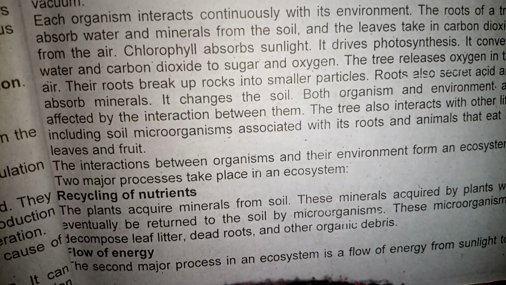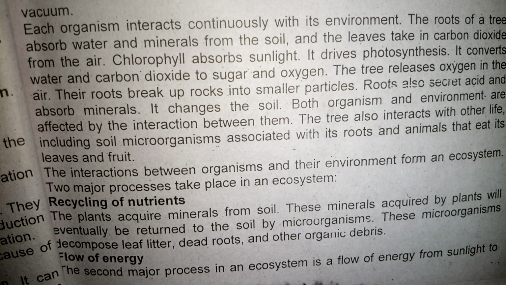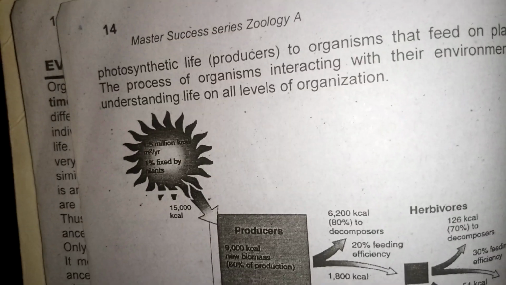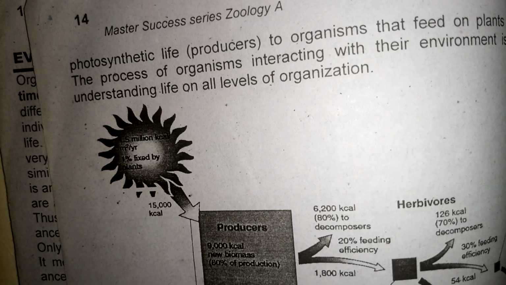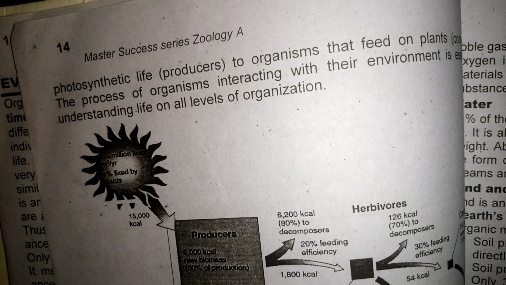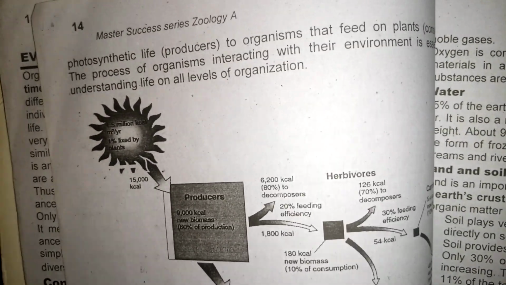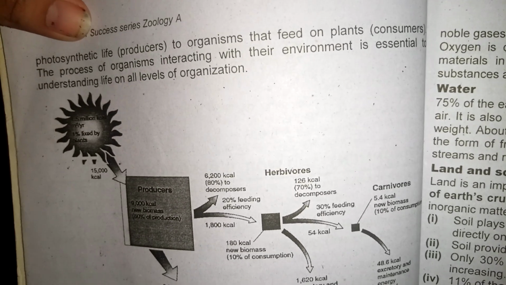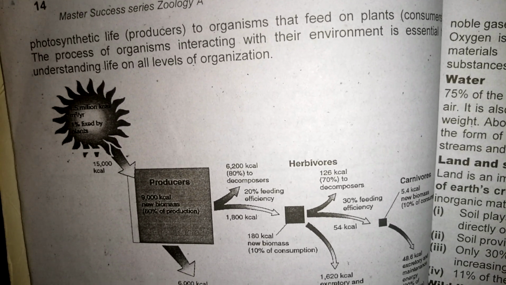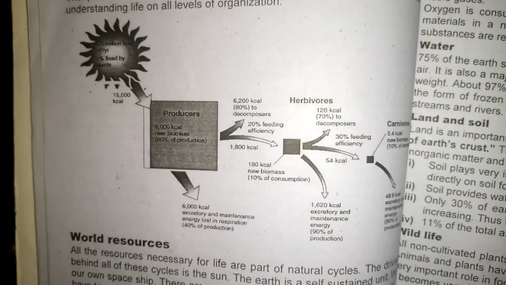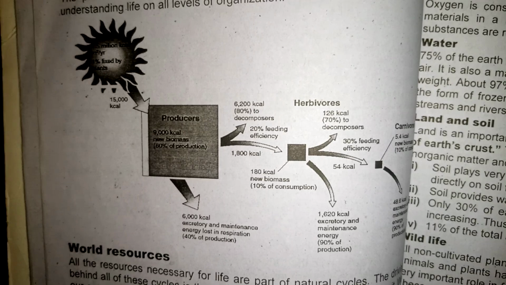Flow of energy. The second major process in an ecosystem is the flow of energy from sunlight to photosynthesis. Photosynthetic producers pass energy to organisms that feed on plants. The process of organisms interacting with their environment is essential to understanding life on all levels of organization. Now let's see the picture.